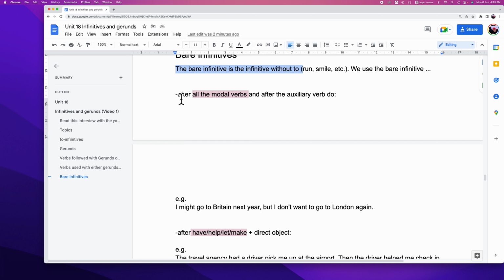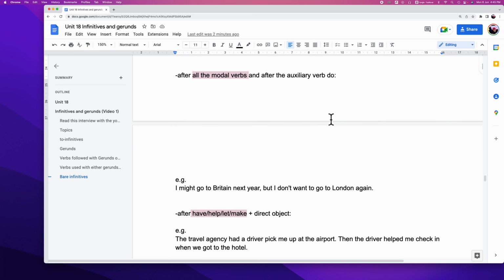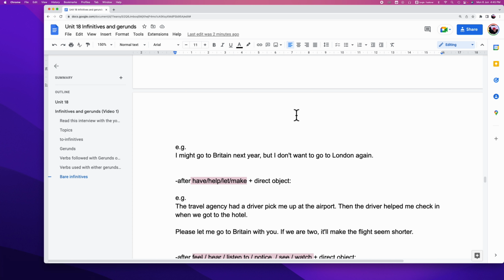Now, after all modal verbs, what are modal verbs? Modal verbs like could, can, would, will, should, shall. After all these, we will use a bare infinitive, but they function as a color red. For example, I might go. The word go is a bare infinitive. And I don't want. The word want also follows a bare infinitive.